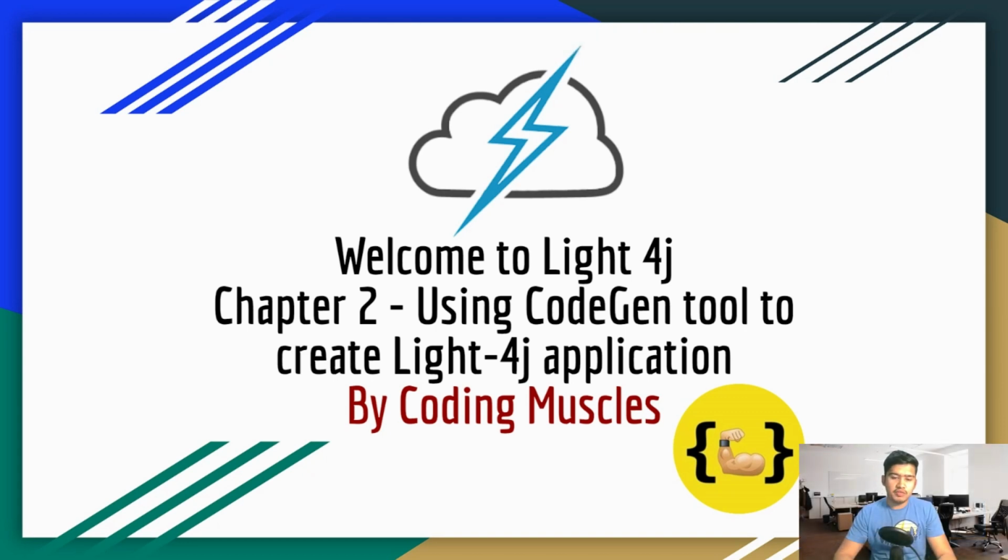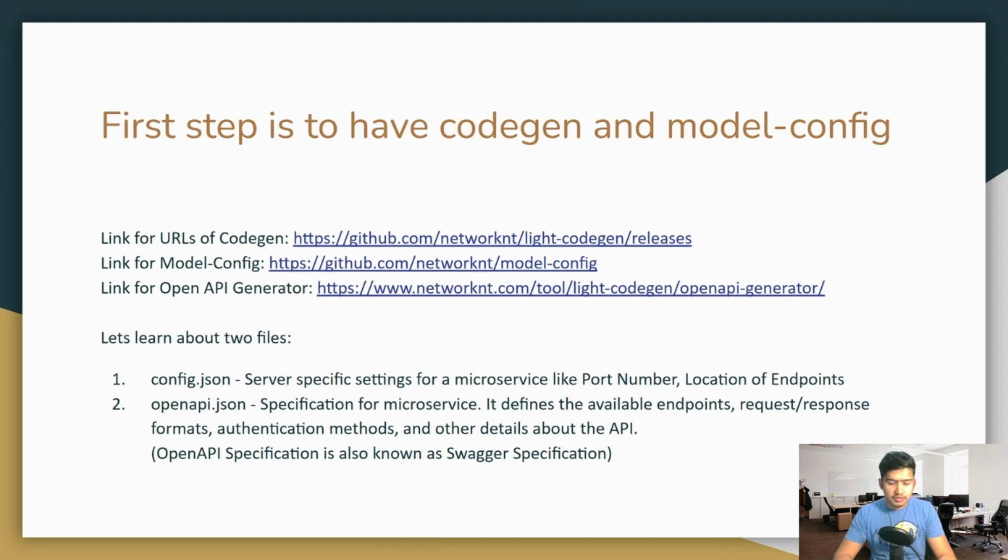This is chapter 2, where we will be using a code gen tool which is provided by Network NT to create a Light-4j application. We'll have to do some actual coding in this video, so without wasting any time, let's get into it. So, the first step is to have code gen and model configuration in your local system.